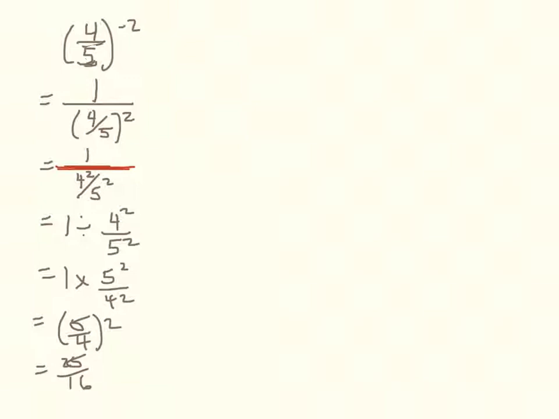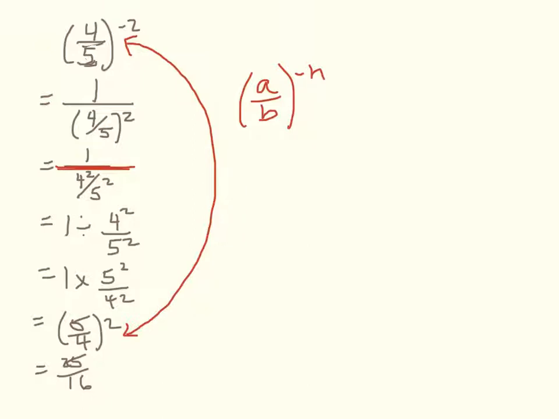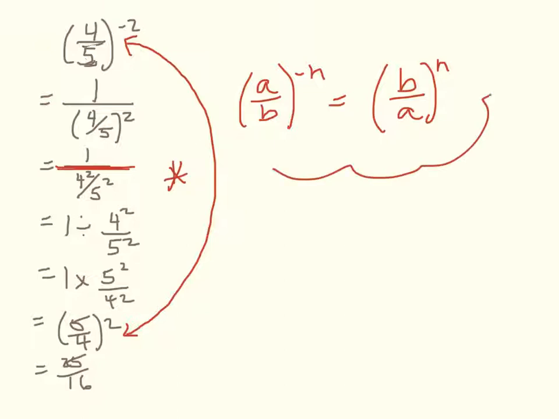What I'm interested in you seeing is the connection between 4 over 5 to the negative 2 and 5 over 4 to the positive 2. So if we were to try this a couple more times, we could see that in general, if we have a fractional base, so a over b to the negative n, we could rewrite that as b over a to the positive n. It's a little bit of a shortcut. I do want you definitely to understand why this is working and this process that's contained here, but this certainly is a nice shortcut that we can use.